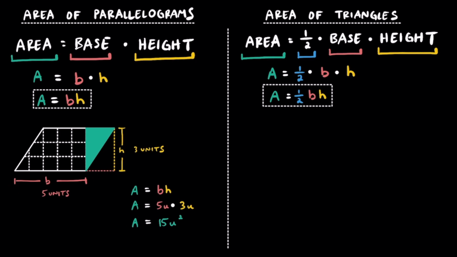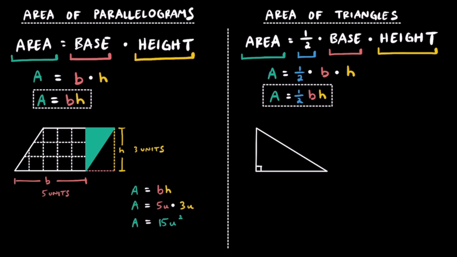Hopefully you notice that this formula actually looks very similar to finding the area of a parallelogram. The only difference here is that we have a 1/2 in the formula as well. It turns out that when you're finding the area of a triangle, as long as you have the base and the height, you can also find the area.